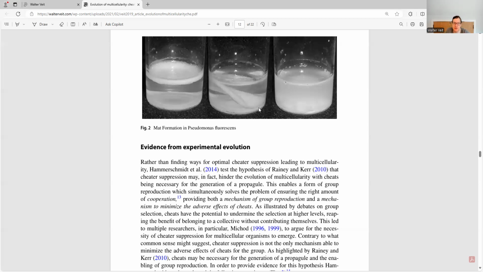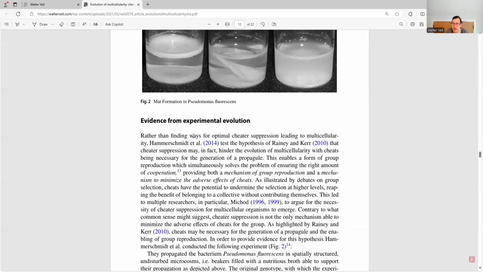So, evidence from experimental evolution. Rather than finding ways for optimal cheat suppression leading to multicellularity, Hammerschmidt et al. 2014 test the hypothesis of Rainey and Kerr 2010 that cheat suppression may in fact hinder the evolution of multicellularity, with cheats being necessary for the generation of a propagule. This enables a form of group reproduction which simultaneously solves the problem of ensuring the right amount of cooperation, providing both a mechanism of group reproduction and a mechanism to minimize the adverse effects of cheats.